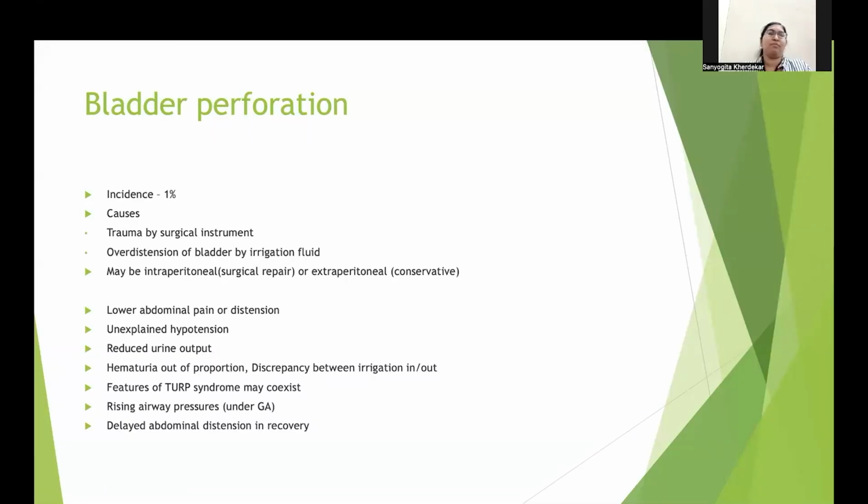Another complication, bladder perforation. Incidence is 1%. It can be caused either by trauma by a surgical instrument or over distension of bladder by irrigation fluid. Intraperitoneal may require a surgical repair. Extraperitoneal bladder repair is generally conservative.